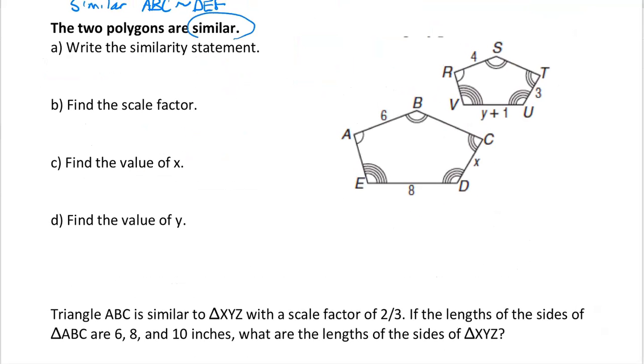On this question, you're told that the two polygons are similar, and we can use that fact to write the similarity statement. Just make sure when you're writing the similarity statement, you're matching angle A and angle R in the same position in the similarity statement. The similarity statement will be a bunch of letters similar to a bunch of other letters in the other polygon.